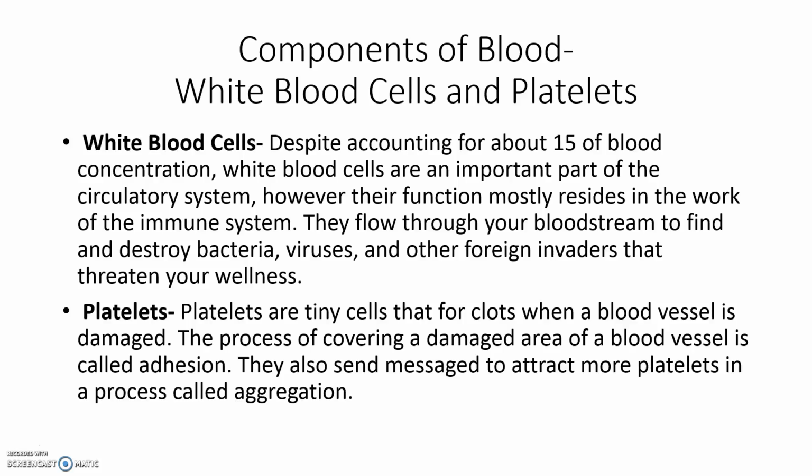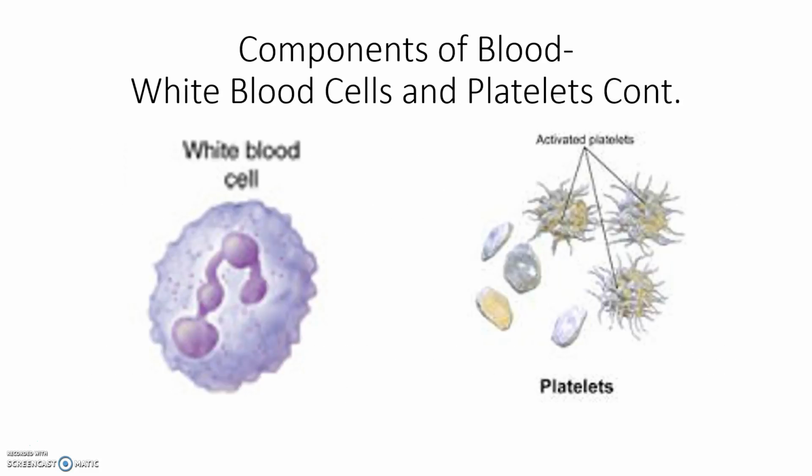Platelets are tiny cells that clot when a blood vessel is damaged. The process of covering a damaged area of a blood vessel is called adhesion. They also send chemical messages to attract more platelets in a process called migration. See, white blood cell, kind of similar to a red blood cell, except it's not so smooth. Now you can see the platelets when they expand for clotting versus when they're just floating around in blood.